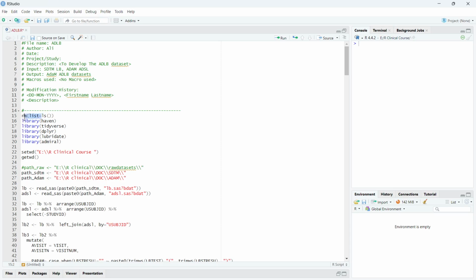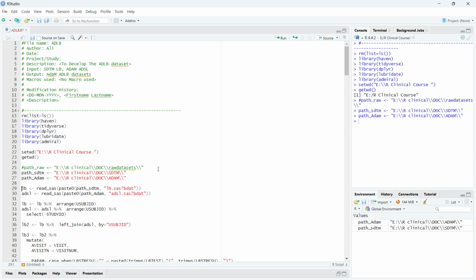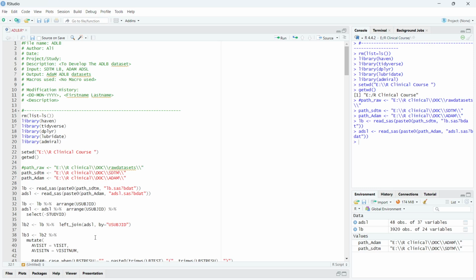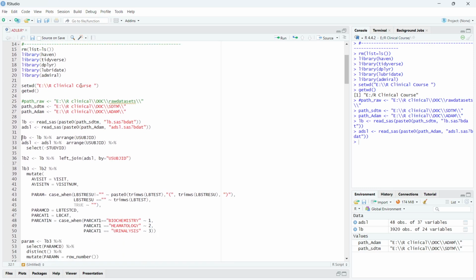Let's continue by removing the previous datasets. If there are any datasets, we remove them using this syntax. Initially, we read all the libraries required to execute this program: haven, tidyverse, dplyr, and admiral. Then we set up the working directory and check with getwd that it is the right path. Then we call the SDTM datasets and also the ADaM datasets: the LB dataset and the ADSL dataset. Up to here, clear, right? We're calling all the required datasets to execute this program.